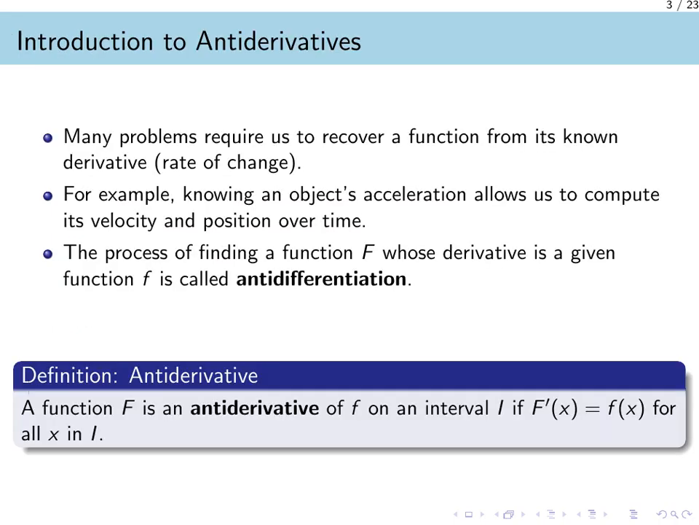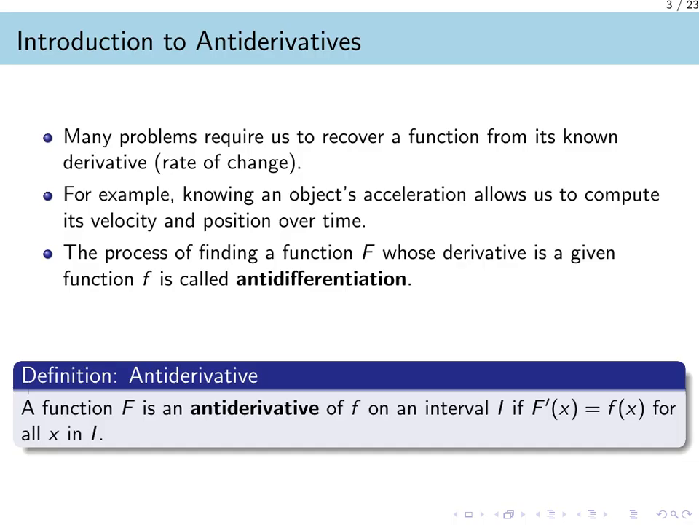Let us explore how to work backward from a known derivative to find the original function, a process that is essential for solving many real-world problems. This reverse process is called antidifferentiation. Formally, we can define an antiderivative this way. A function, which we can call capital F, is an antiderivative of a function, which we can call lowercase f, if the derivative of capital F of x equals lowercase f of x for all x in an interval.